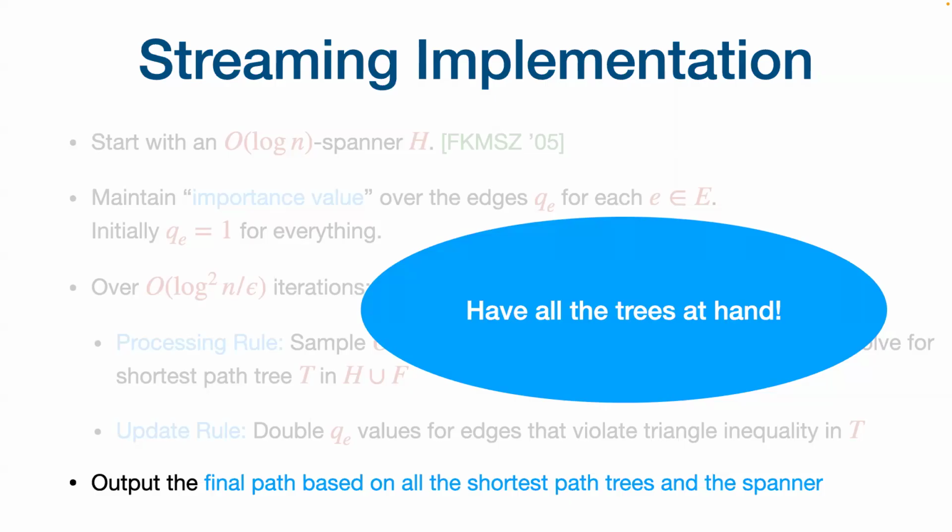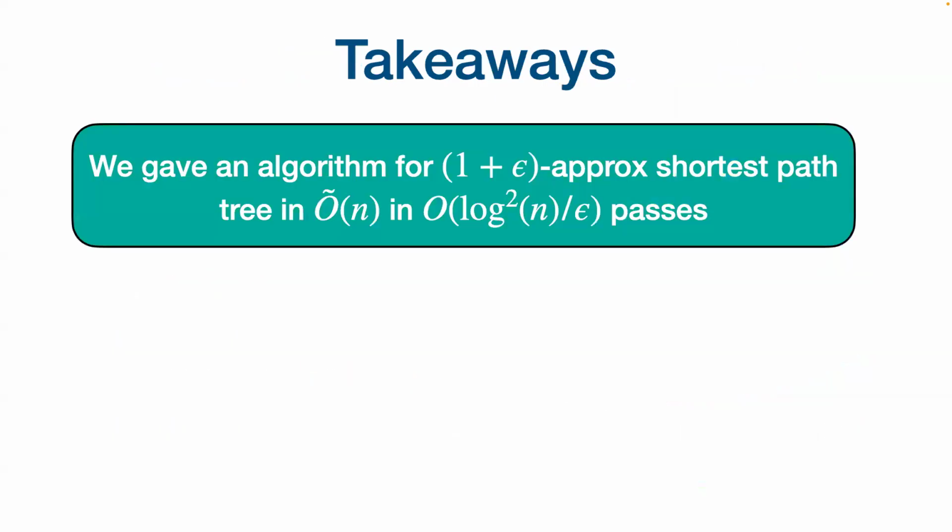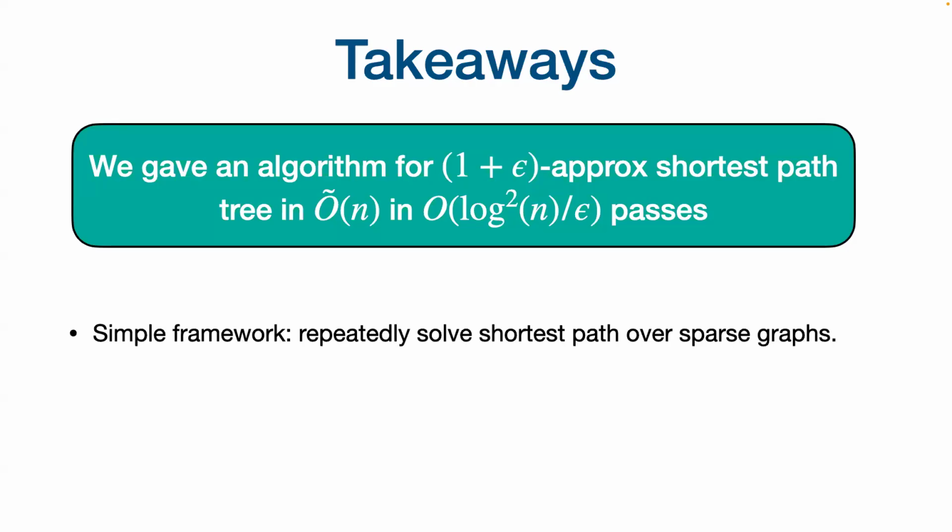Okay, so we're done with this step also. I'm going to conclude now, and I think we're right on time. So we gave an algorithm for a 1 plus epsilon approximate shortest path tree. It runs in O tilde of n space and log square n over epsilon passes. And the framework was hopefully simple. You're repeatedly solving shortest path on these sparse subgraphs. The focus was on figuring out which edges to sample, and then how you're processing them to get something out. You're not really boosting the spanner approximation to make it better.